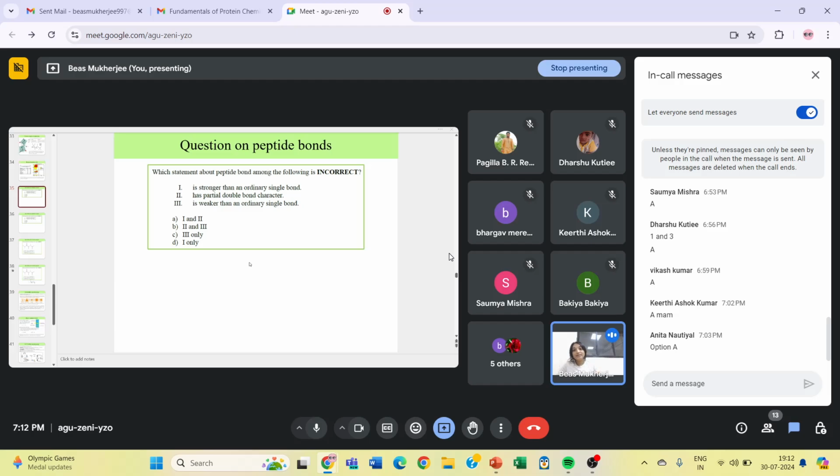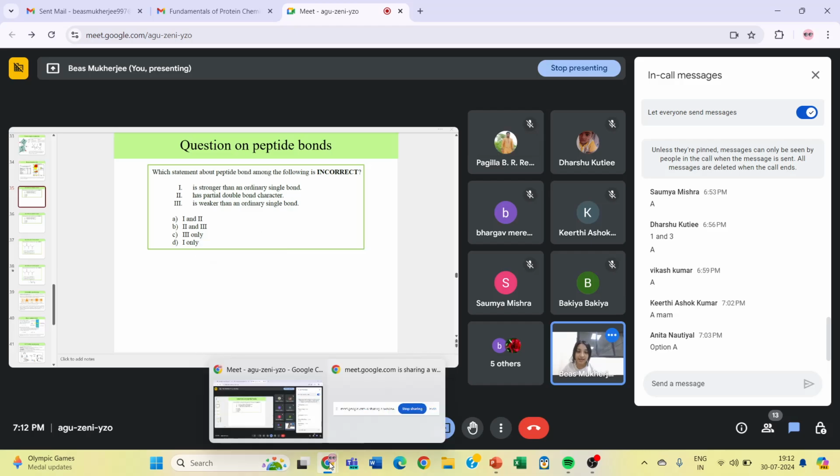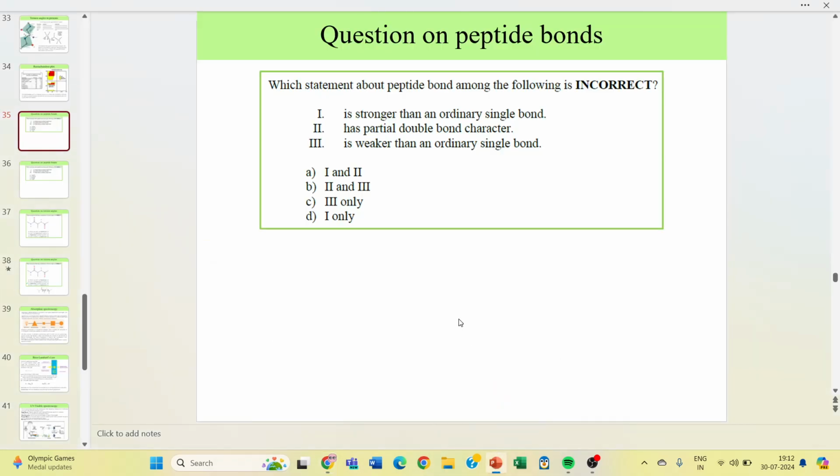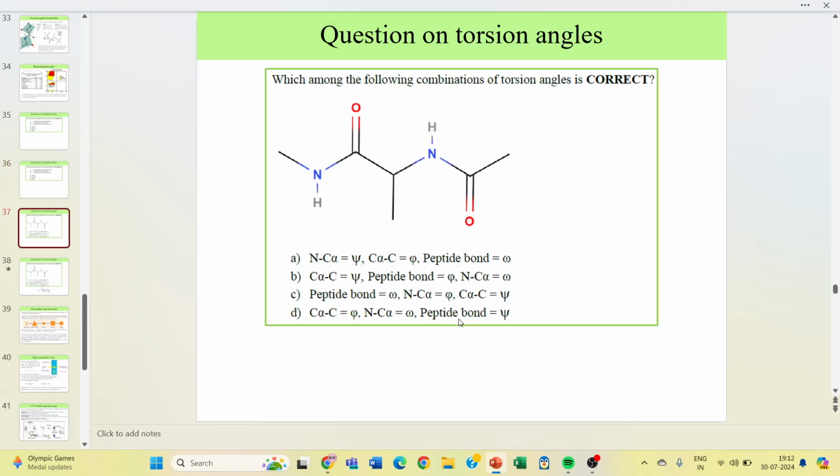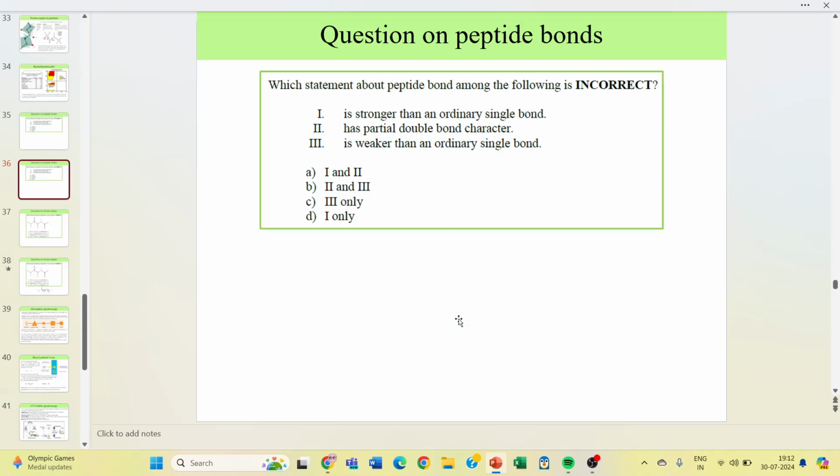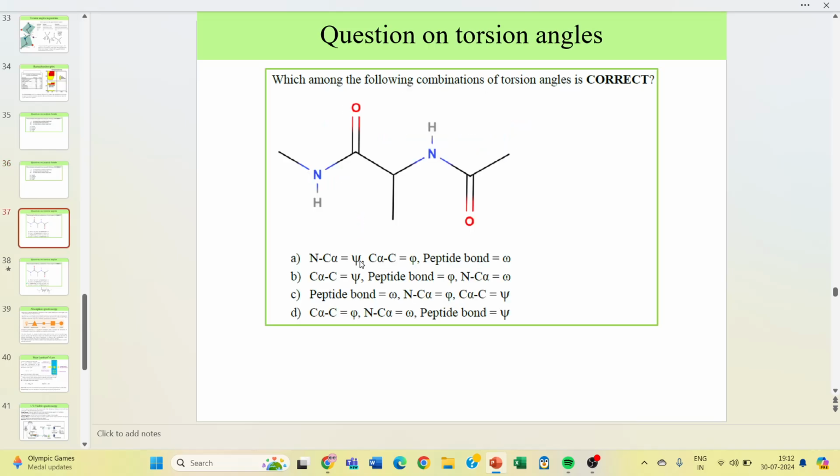The second one seems to be correct, doesn't it? So then 1 and 2 are correct, and we can say that option A is correct, right? Yes, option A, that is 1 and 2, is definitely correct here. Okay, now we'll come to the next question, which is a question on the torsion angles.